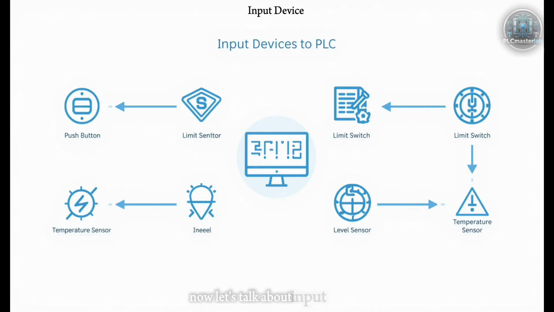Now let's talk about input devices. Inputs are devices that send signals to the PLC. Examples include push buttons, proximity sensors, limit switches, temperature sensors, and level sensors. These devices send information to the PLC, and based on this information, the PLC decides what action to take.